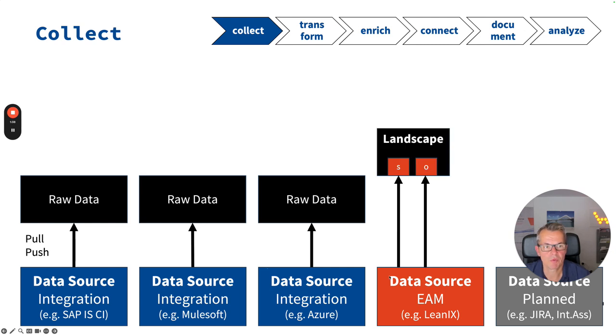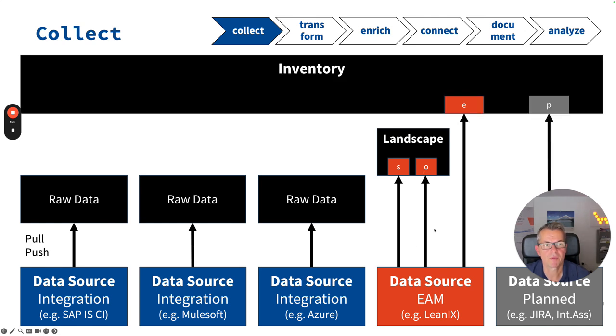From EAM, we push them towards our landscape where we have systems and objects imported from the EAM, but also interfaces are being imported from EAM. Then they end up here in the inventory as an EAM interface, and also planned interfaces we are importing into the inventory as planned interfaces. So that's the collect step where we just connect with the data sources.